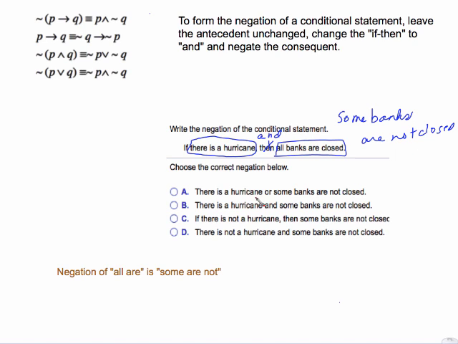So putting this all together, we're looking at there is a hurricane and some banks are not closed. There is a hurricane and some banks are not closed. There we go. And just to check this out, we couldn't have if then, and this says there is not a hurricane. So we have chosen the correct one. So that was just a little bit trickier because of the all.